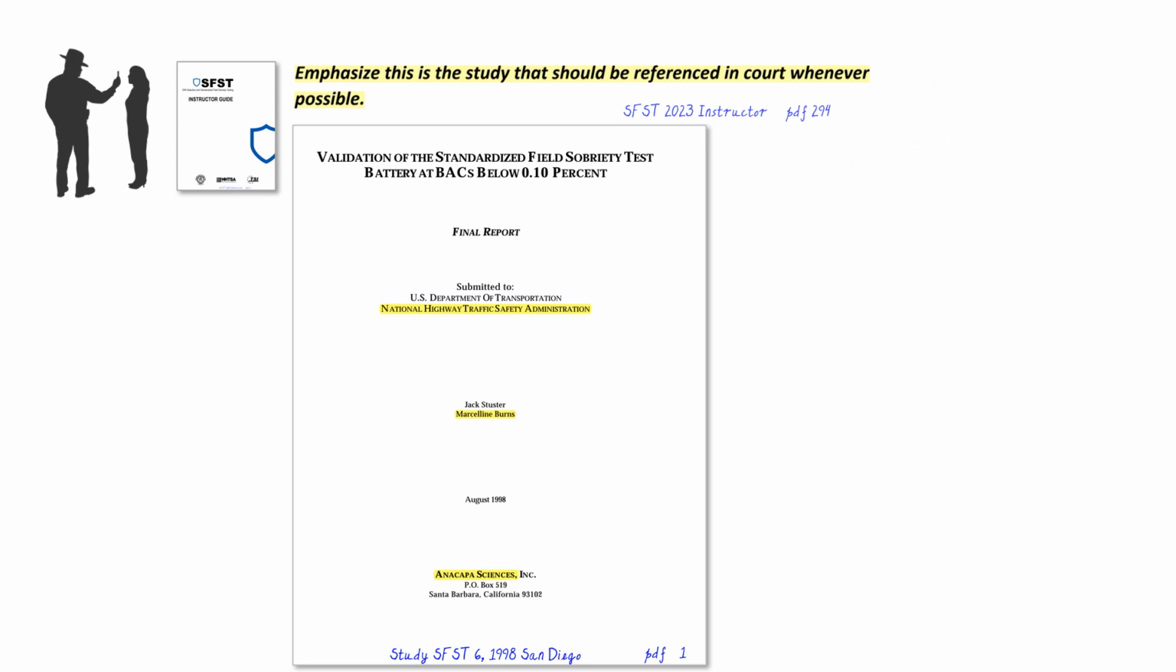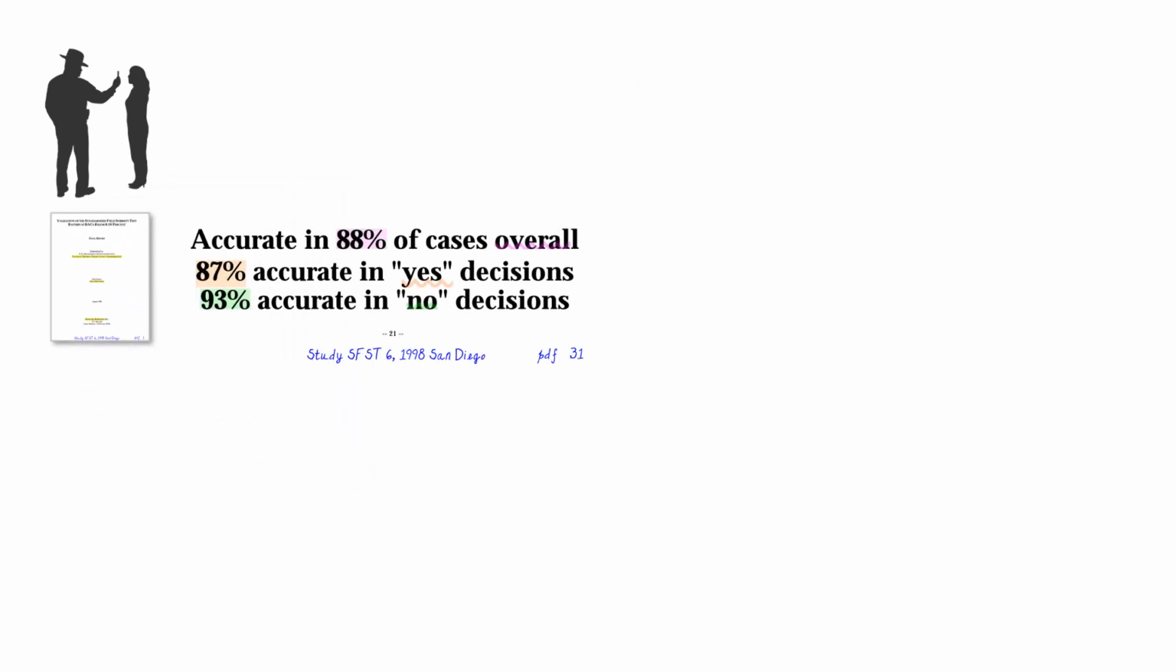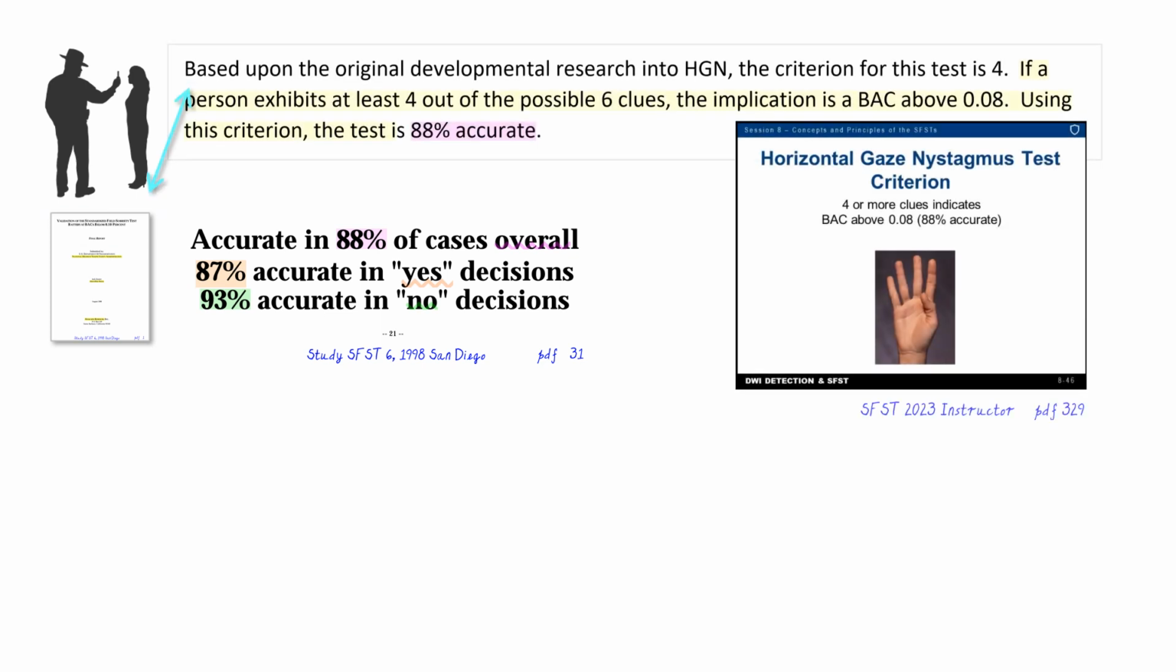You know where this study comes from. The SFST training manual identifies one validation study, the 1998 Stuster and Burns San Diego study, as being the project officers should reference in court as evidence of the accuracy of the SFST. These numbers from that study you saw earlier. San Diego reports these 3 accuracy numbers as describing the performance of the traffic police HGN test, and the SFST training manual uses one of those numbers from that one study as the source of the officer's testimony about the accuracy of the HGN test.